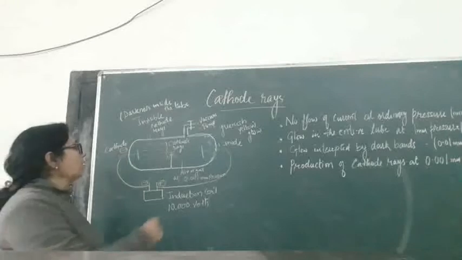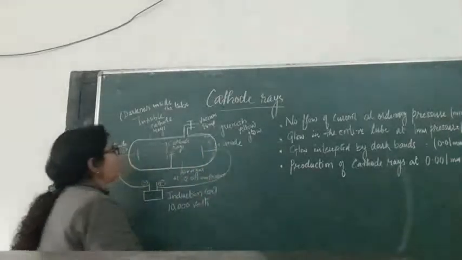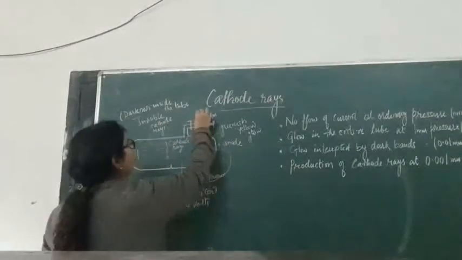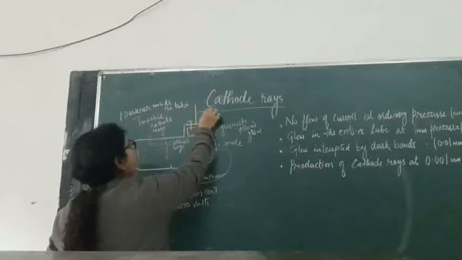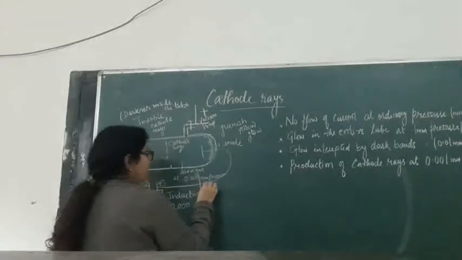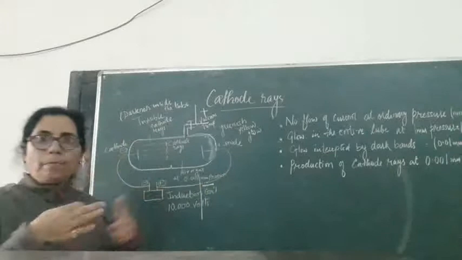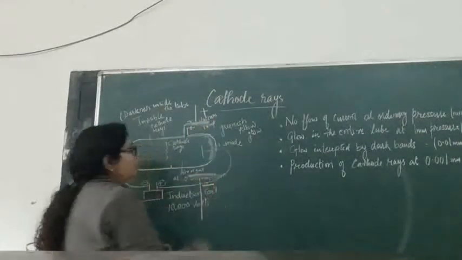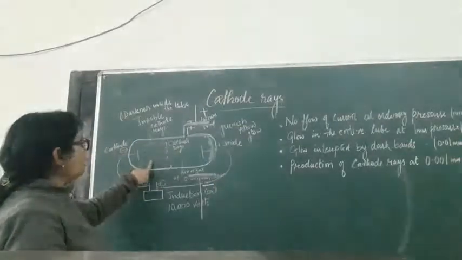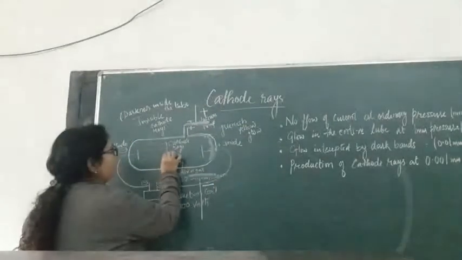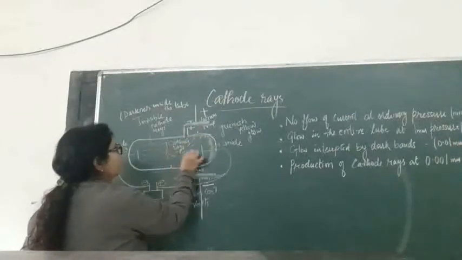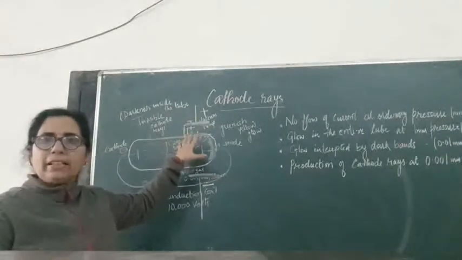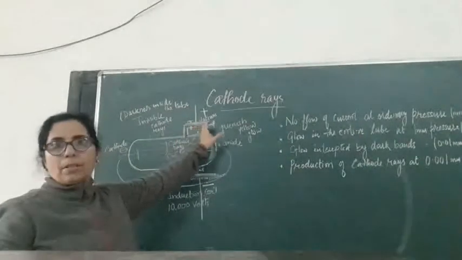And one more last conclusion they saw: after removing all this, and the glow was there, if electromagnetic plates were kept here, then it was found that these rays which were coming were mainly diverting themselves towards the positive plate. It was directing towards the positive side.